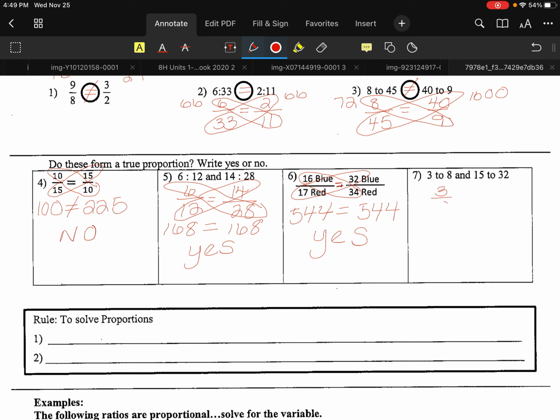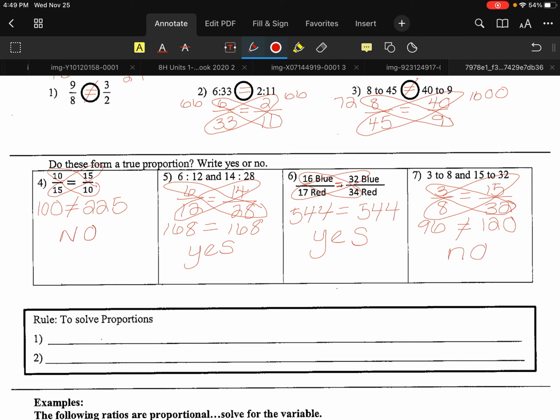3 to 8, 3 over 8. 15 to 32 is 15 over 32. Again, I'm going to put my equal sign there so I can do my cross multiplication. 3 times 32 is 96. 8 times 15, or 15 times 8. Again, order does not matter. This is all multiplication. 96 does not equal 120, so the answer is no.